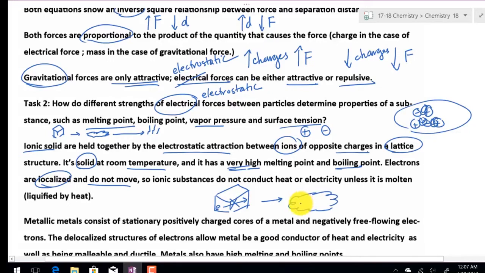Now, it's actually the electrons that are allowed to move, more specifically, the positive charge. Because it is molten, the ions are now free, so the positive charges move toward one end and the negative charges move toward the other end randomly. And in the molten state, you can actually see the ionic compound conduct electricity. So ionic compounds do not conduct unless it is molten, that is, liquefied by heat.